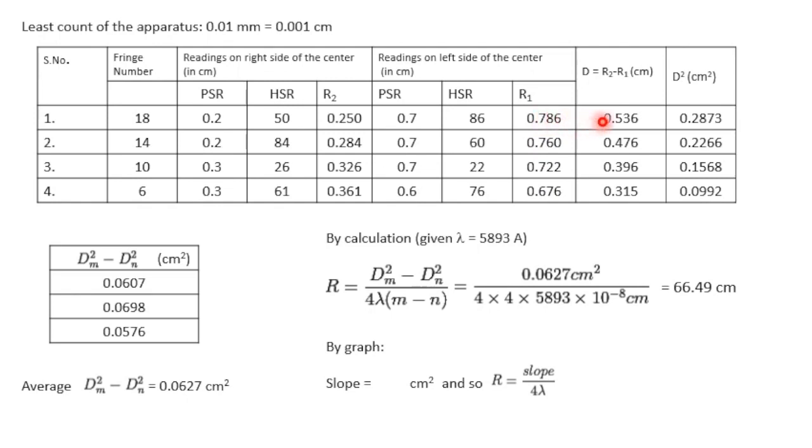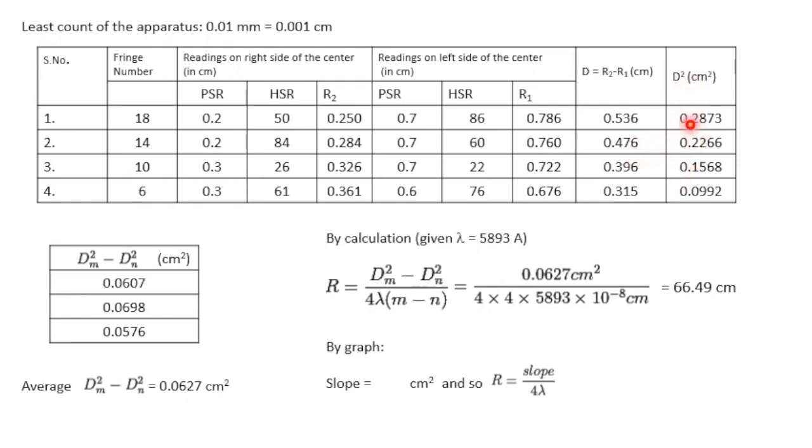And then I can calculate d, which is r2 minus r1, fill up this column, and also calculate d squared and fill up this column. And please note that you must always have the appropriate units mentioned along with the values.